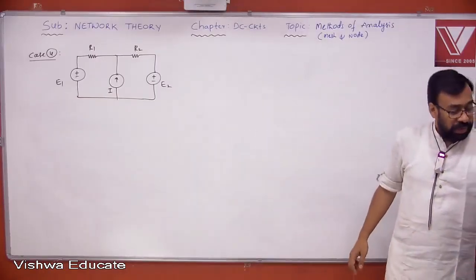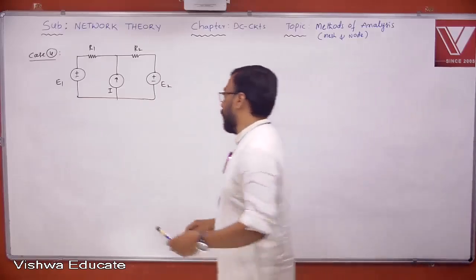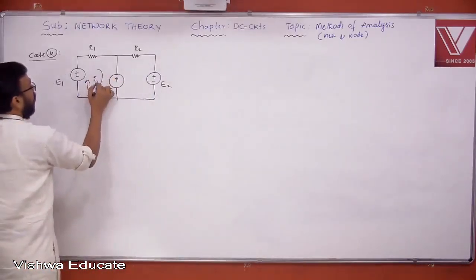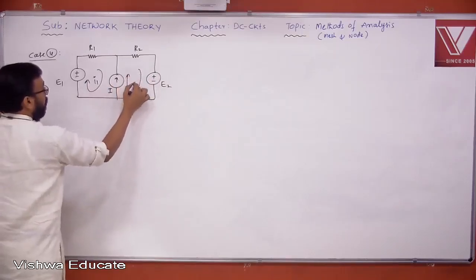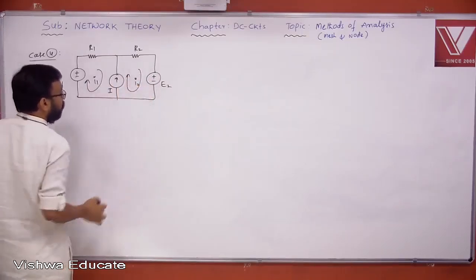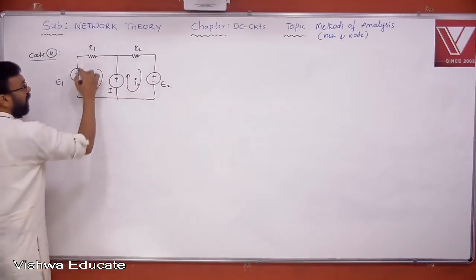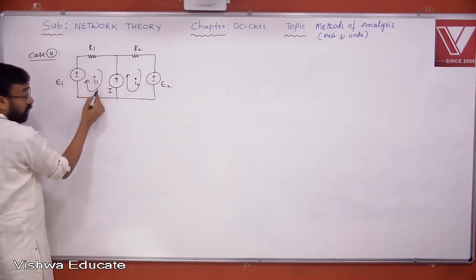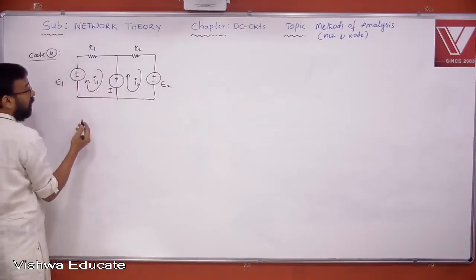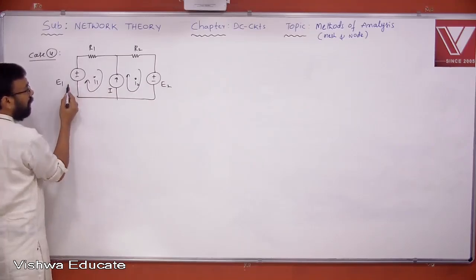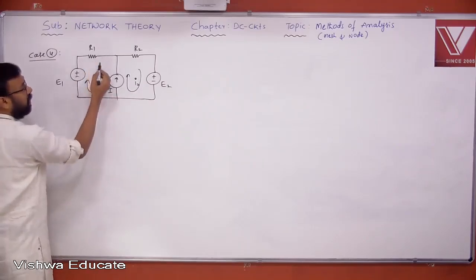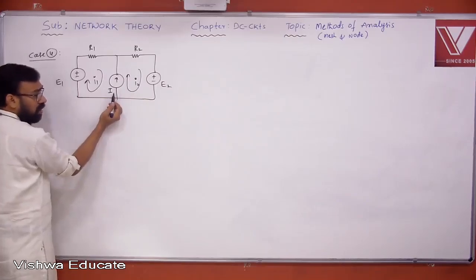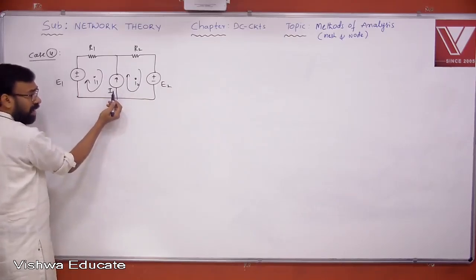Look at this, all of you, in the case of a current source. If you write the equation here with loop currents I1 and I2, let us see what will happen. Suppose we write the loop equation, applying KVL in loop 1. What do you get here? Plus E1 minus R1 I1. Now what about this? Do you have any voltage across this current source?